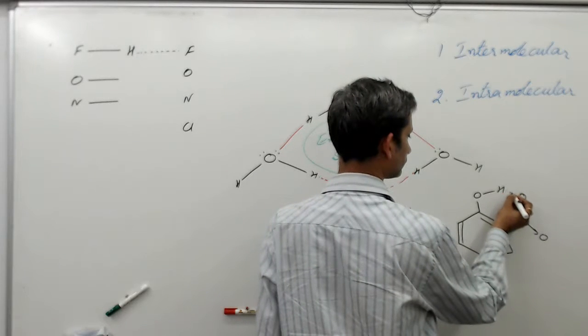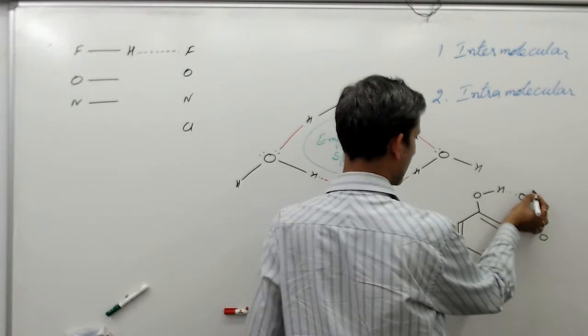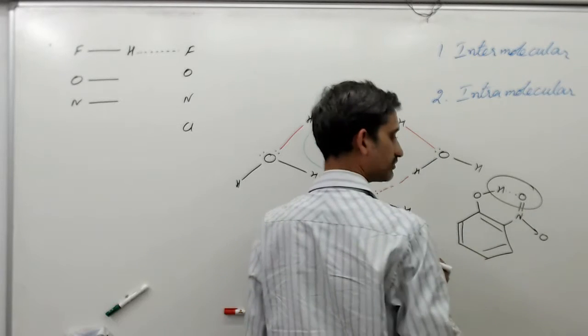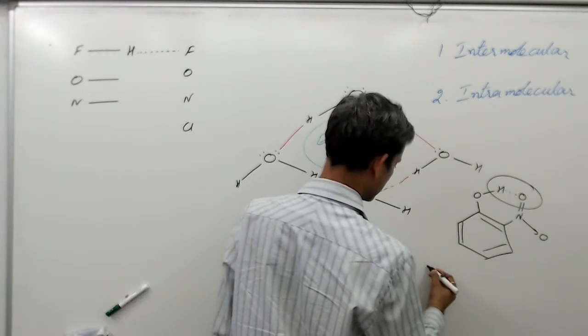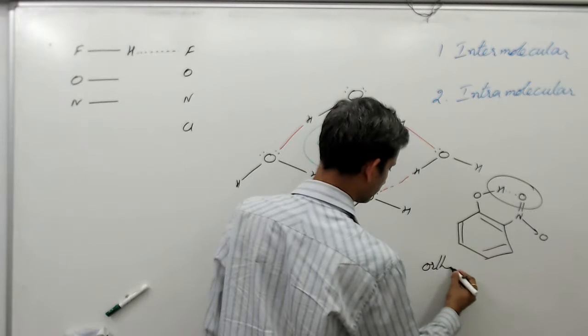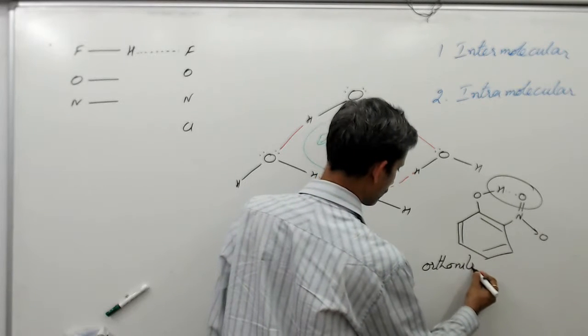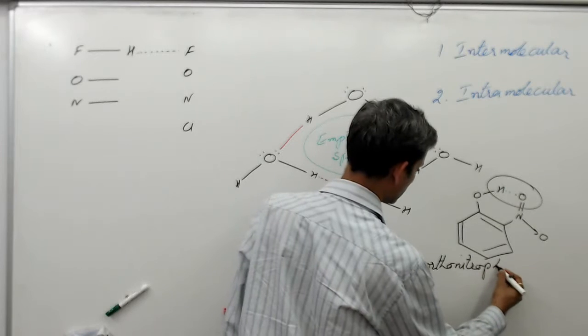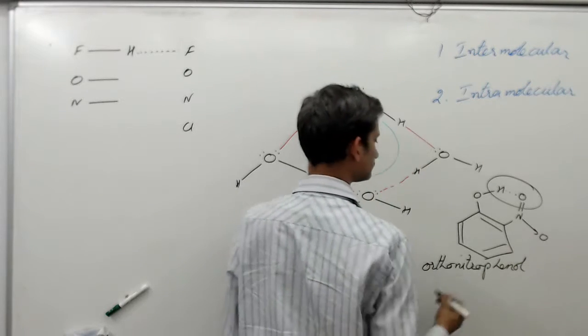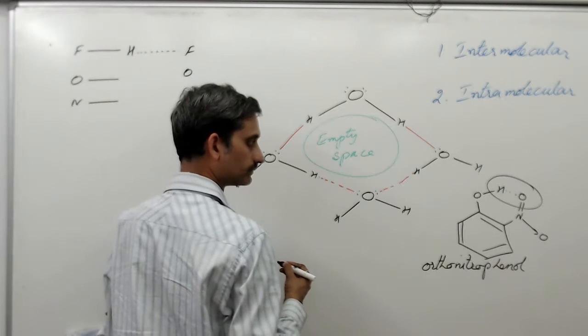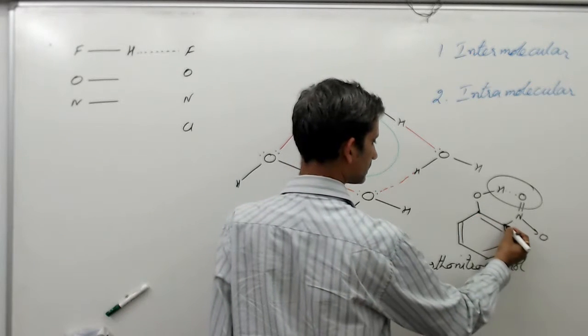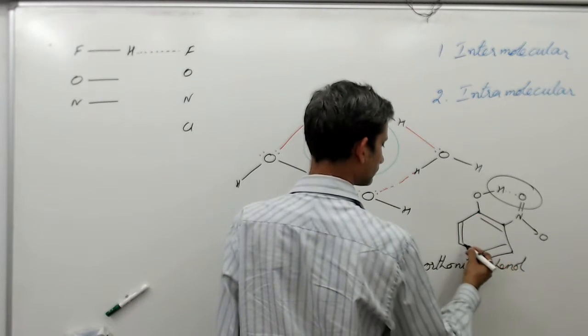This is orthonitrophenol. Here, there is a hydrogen bond between oxygen and hydrogen. This is what we call intramolecular hydrogen bonding, and the name is orthonitrophenol. So what are the edges? Are they carbon? Yeah, these are all carbons. This is carbon, this is carbon, this is carbon. This is a benzene ring.